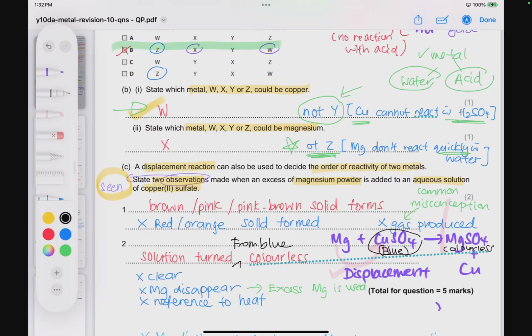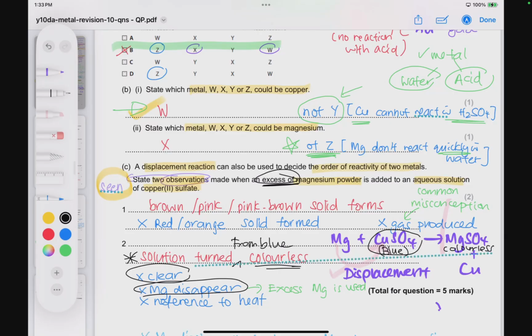That is the best, okay? But if not, just writing that the solution will turn colorless will get you your marks, okay? Again, they do not accept the word clear. Clear refers to whether there's precipitate or no precipitate, so it does not tell us the color, so don't use the word clear to replace colorless. They also will not allow magnesium to disappear, because in the question they mentioned there's an excess of magnesium powder already, so there will still be some magnesium present in the solution.